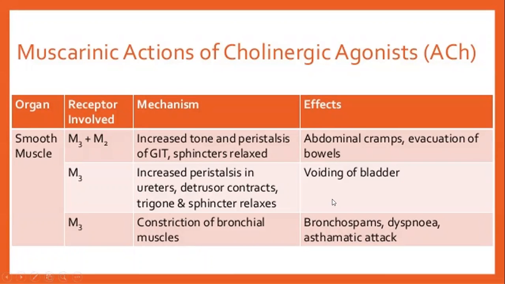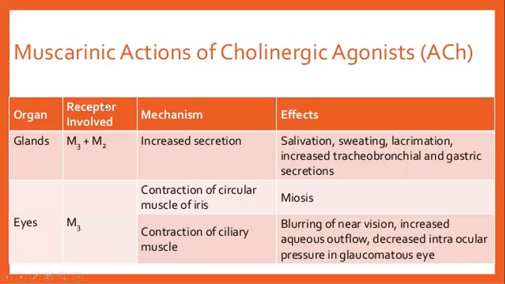Why is this effect produced? Due to the contraction of the urinary bladder and peristalsis in the ureter. And one more thing is that the sphincter is also relaxed. And M3 is also present in bronchial smooth muscles. So the effect is bronchial constriction. Then what will happen? Bronchial constriction and dyspnea. Dyspnea means shortness of breath, and asthma. As a result of contraction of the bronchial muscles, asthma is also produced.